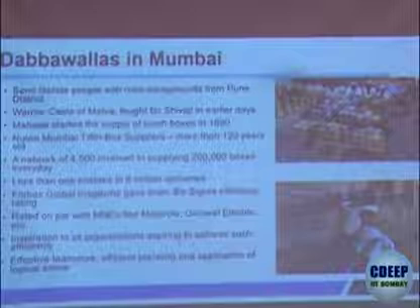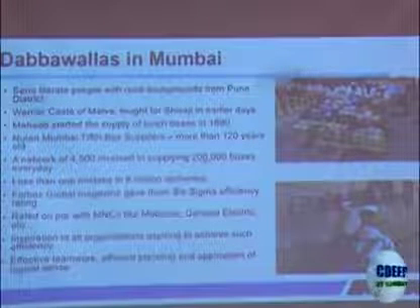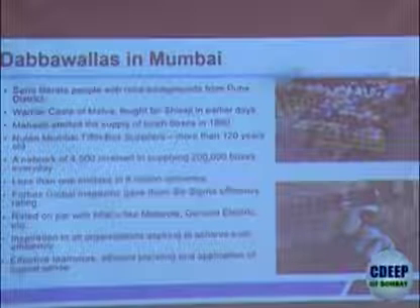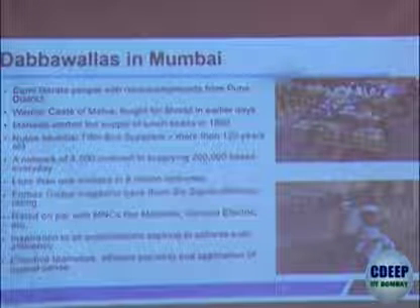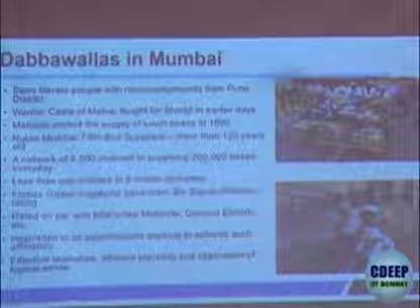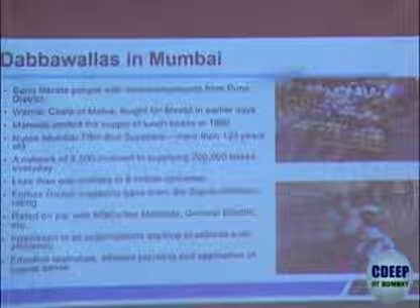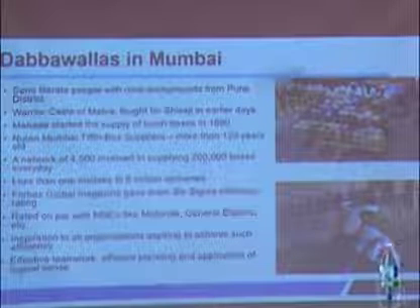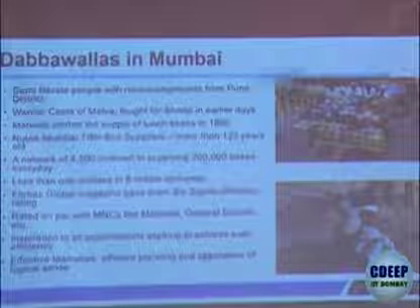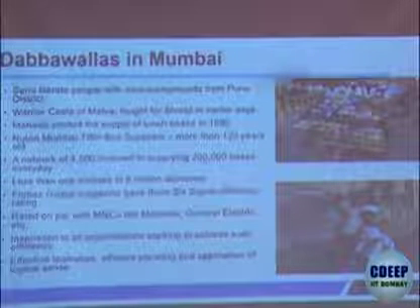The first example we're going to talk about is the Dabbawalas in Mumbai. So who are the Dabbawalas? They're basically semi-literate people with rural backgrounds from the Pune region. They belong to the warrior caste of Malwa and fought for Shivaji in the earlier days. A gentleman called Mahadu started the supply of lunch boxes in 1890, more than 120 years ago. Today they all work under the name of Nutan Mumbai Tiffin Box Suppliers. They consist of a network of more than 4,500 people supplying more than 2 lakh boxes every day.